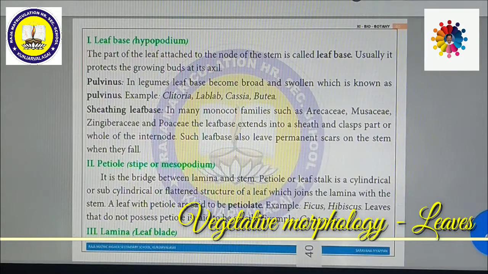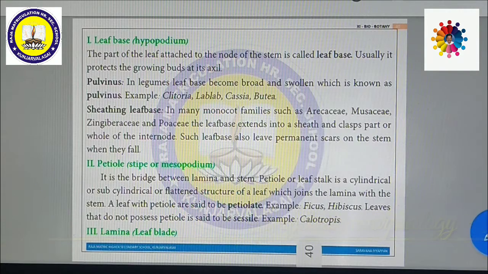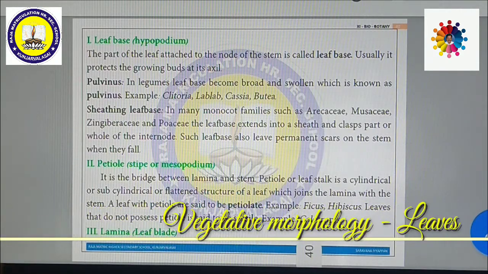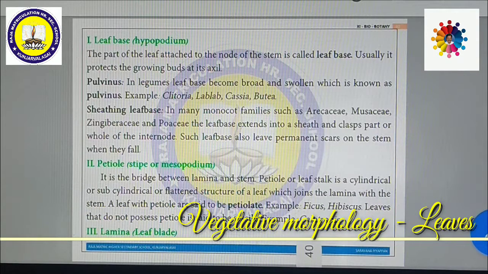First we shall discuss leaf base. The part of the leaf which is attached to the node of the stem is called leaf base. Usually it protects the growing buds at its axil. Pulvinous: in leguminous plants, the leaf base becomes broad, which is known as pulvinus. Examples: Clitoria, Lablab, Cassia, Butea.